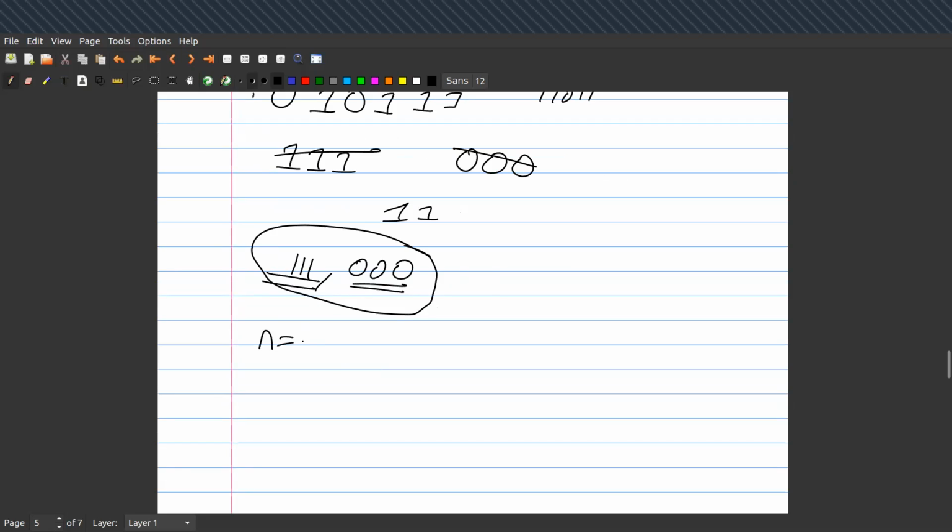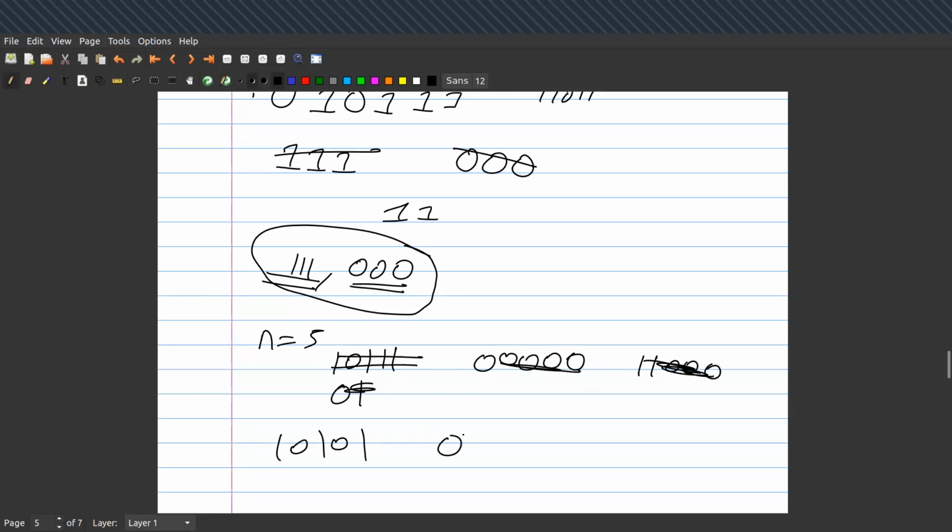So let me give you an example for n equal to 5. This works. This also works. This works. No, this doesn't work. This also doesn't work. Sorry. This also doesn't work. 1 0 1 0 1. This works. 0 1 1 0 0 1 0 1 1 0. These work. So we don't have any substring of this kind.